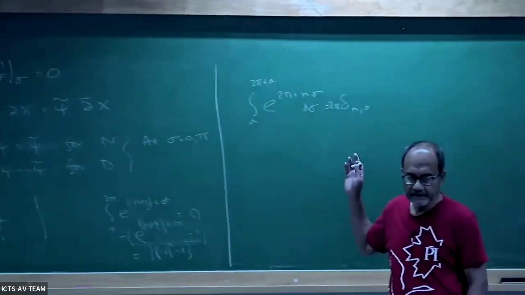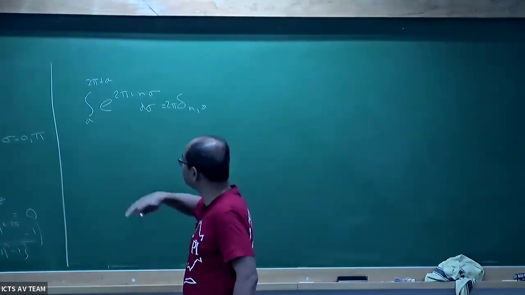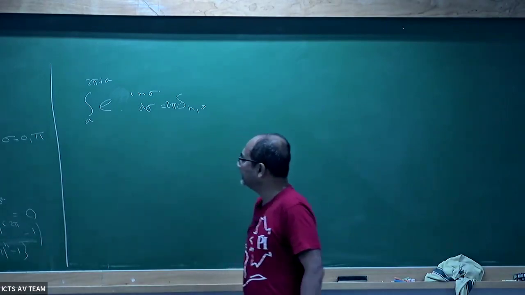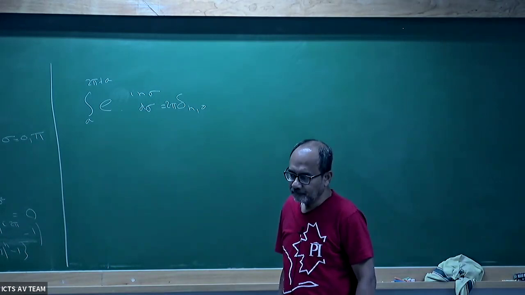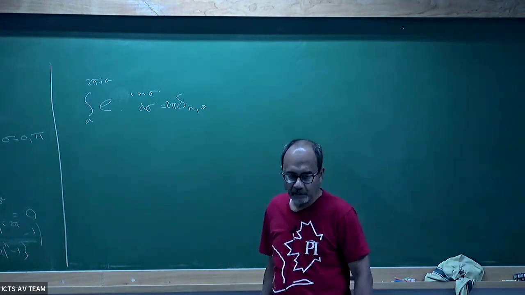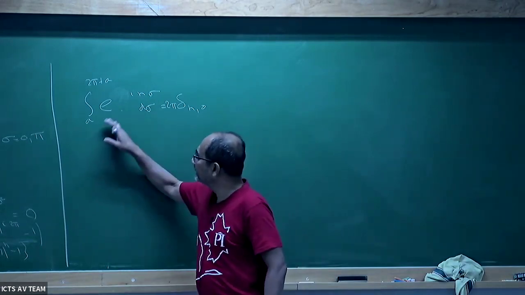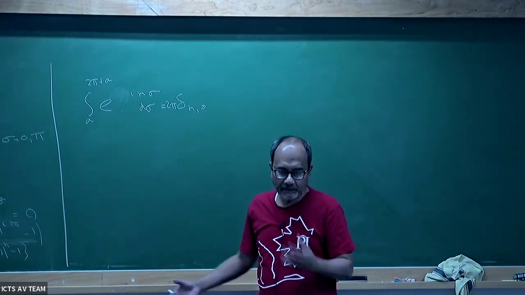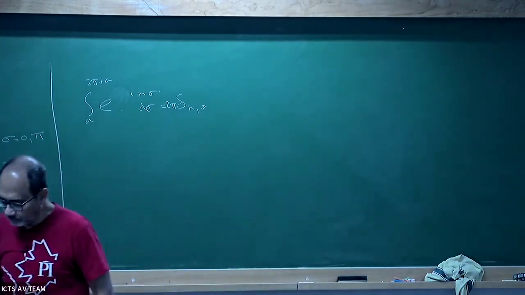You have 2 pi times delta n0. Is this clear? Because you will get 1 over i n times e to the 2 pi i n minus 1, and that will be 0 when n is not equal to 0. And when n is equal to 0, you do this separately. Set n equal to 0, you get the integral from a to 2 pi plus a of 1. That will give you the answer 2 pi. Is this clear?